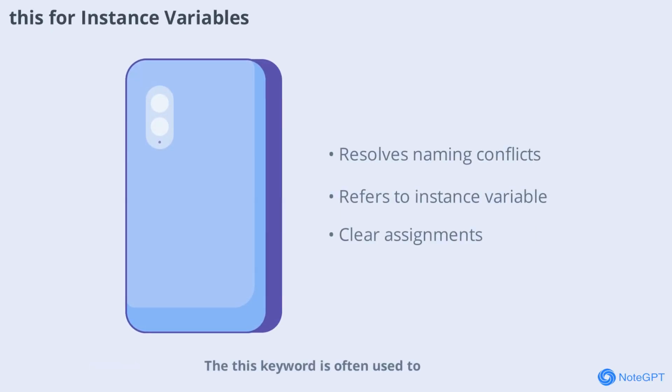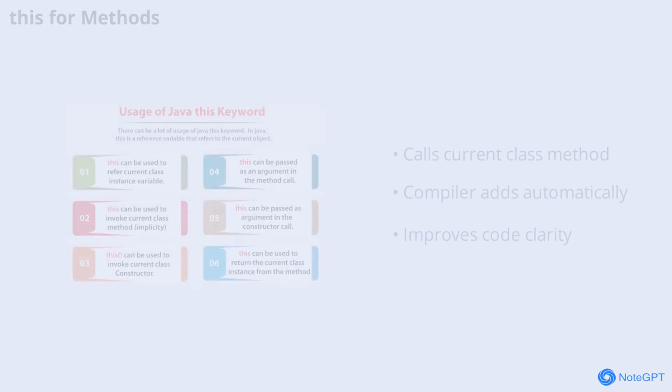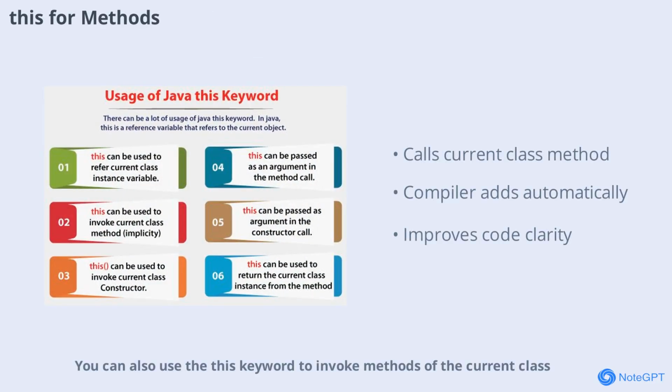The this keyword is often used to refer to the current class's instance variables, especially when there's a naming conflict with method parameters. For example, in a student class, you might have parameters named rolno, name, and fee. By using this.rolno = rolno, you make it clear that you're assigning the parameter value to the instance variable, resolving any ambiguity. You can also use the this keyword to invoke methods of the current class.